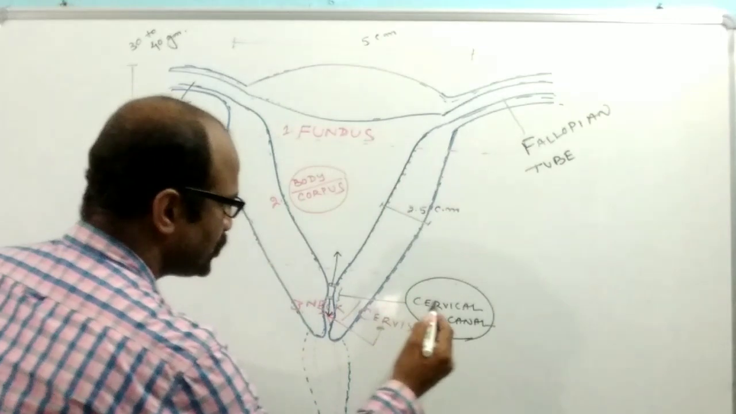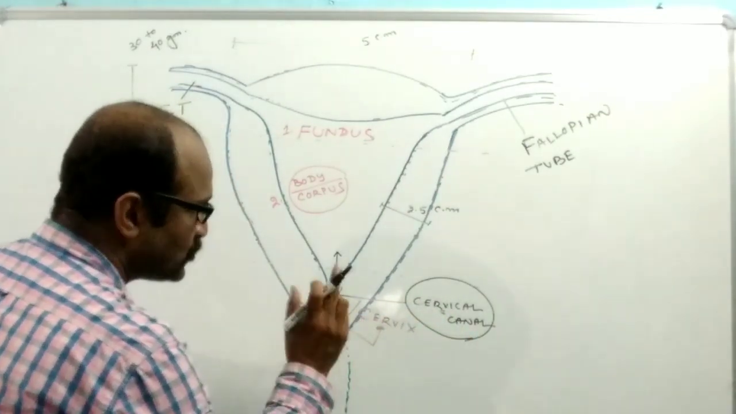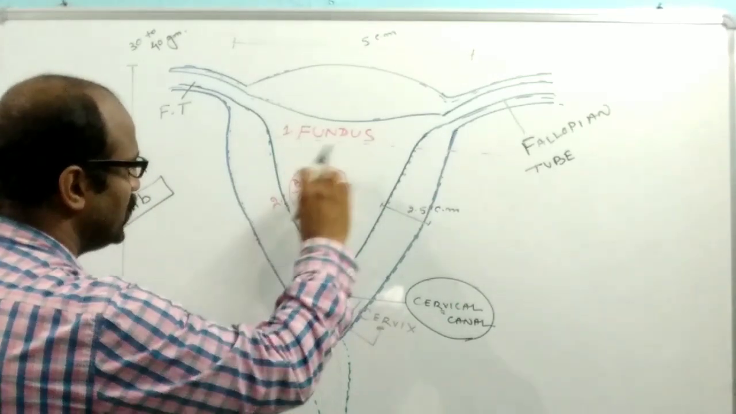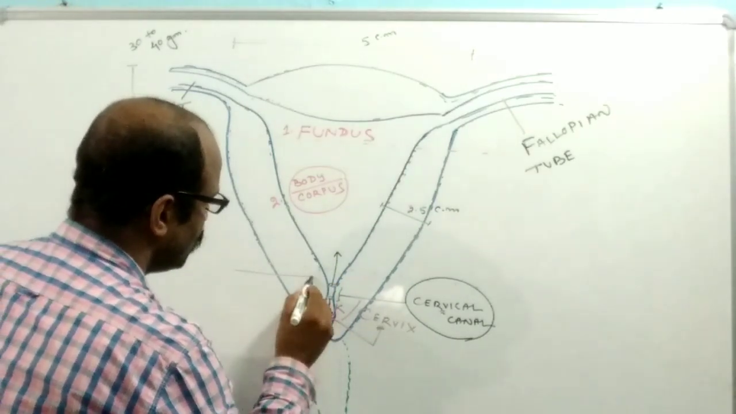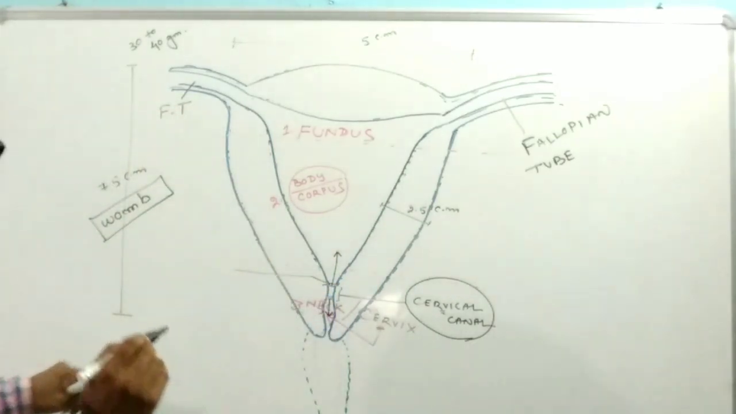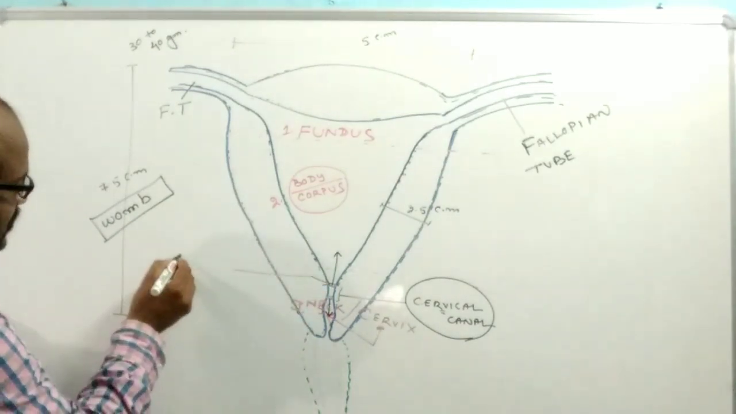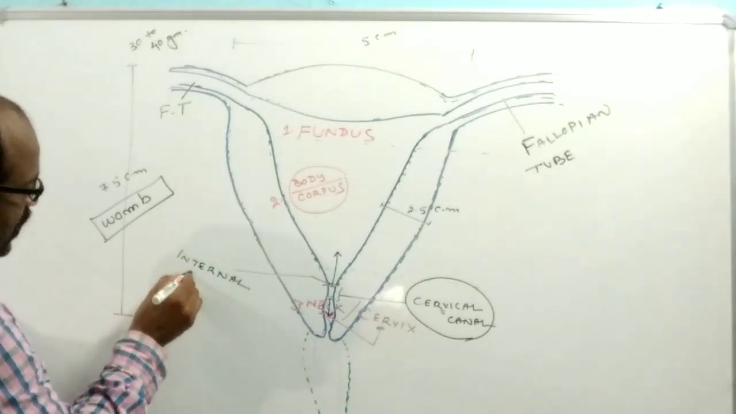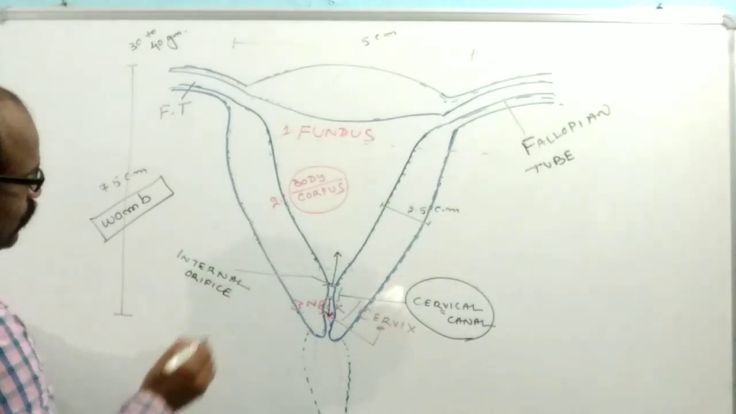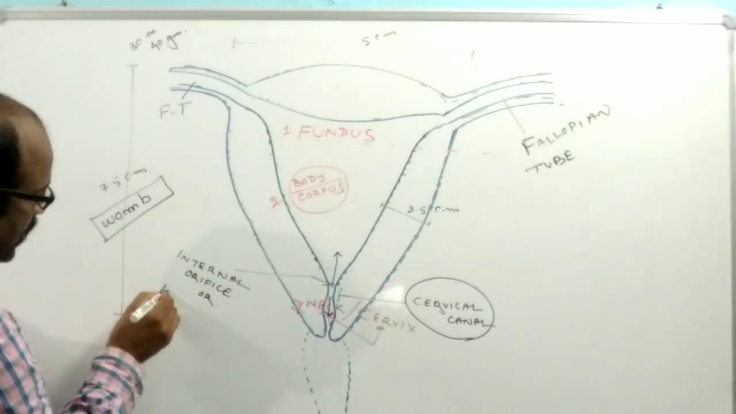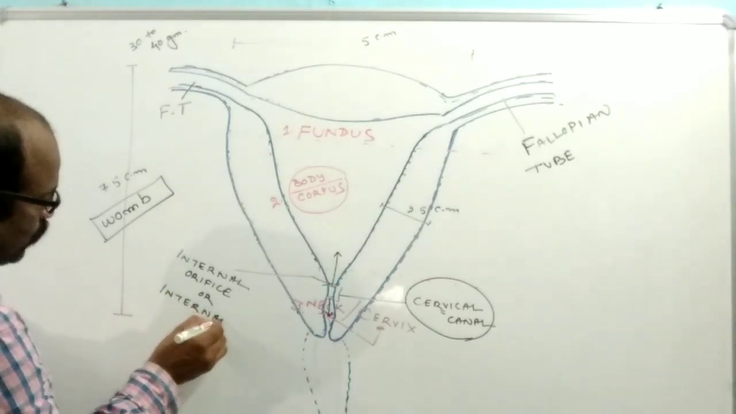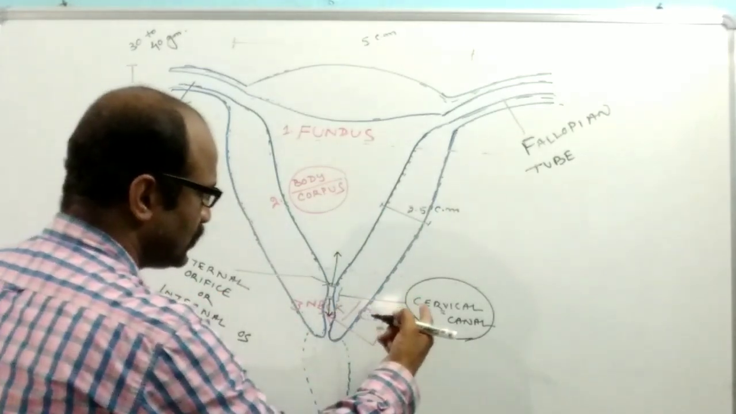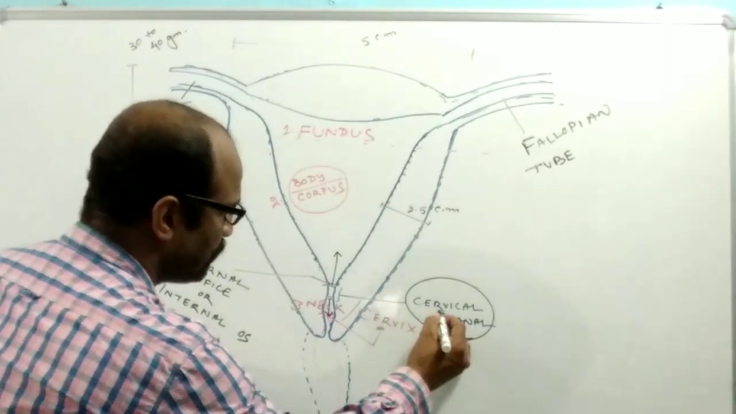Now, the cervical canal has two openings. The opening which communicates with the body of the uterus is known as the internal orifice, or internal os.